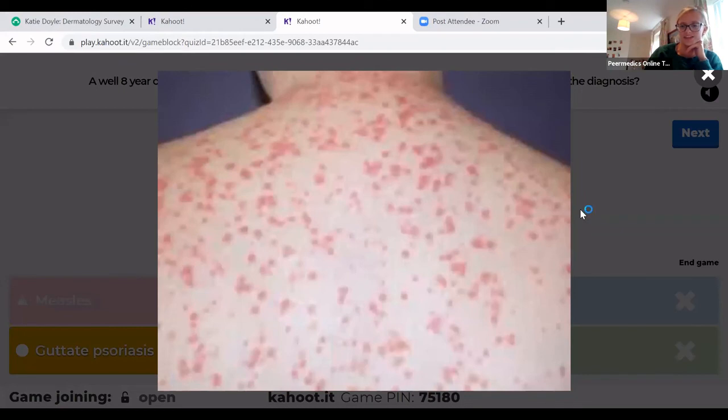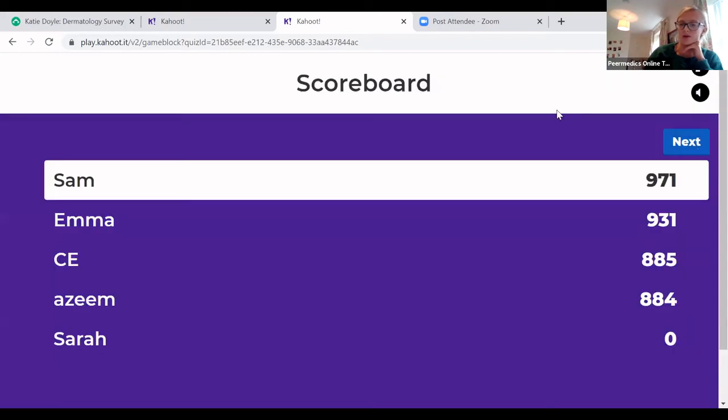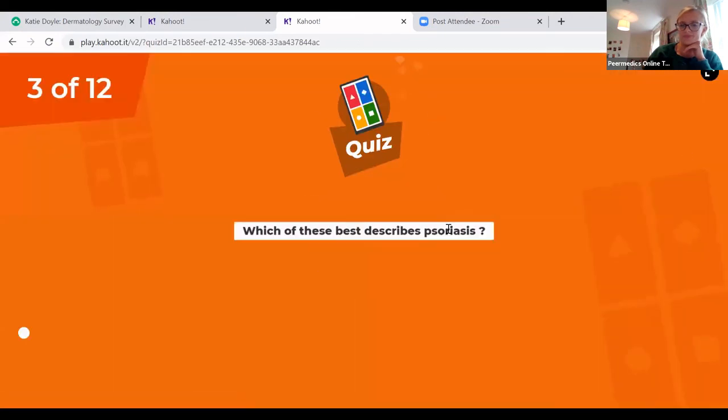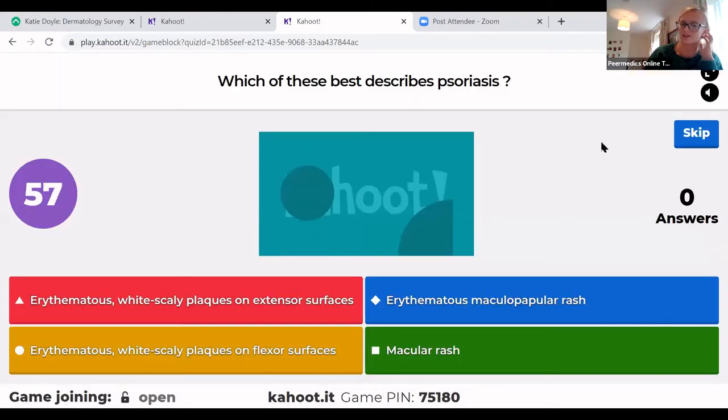So it's that raindrop appearance. It's just little dots everywhere. As I said, it's completely fine. You don't need full psoriasis management. Responds really well to light therapy though, which can be a good way of getting rid of it quick. Okay, so which of these best describes psoriasis? So describing the rash of psoriasis, which one do you think is best?